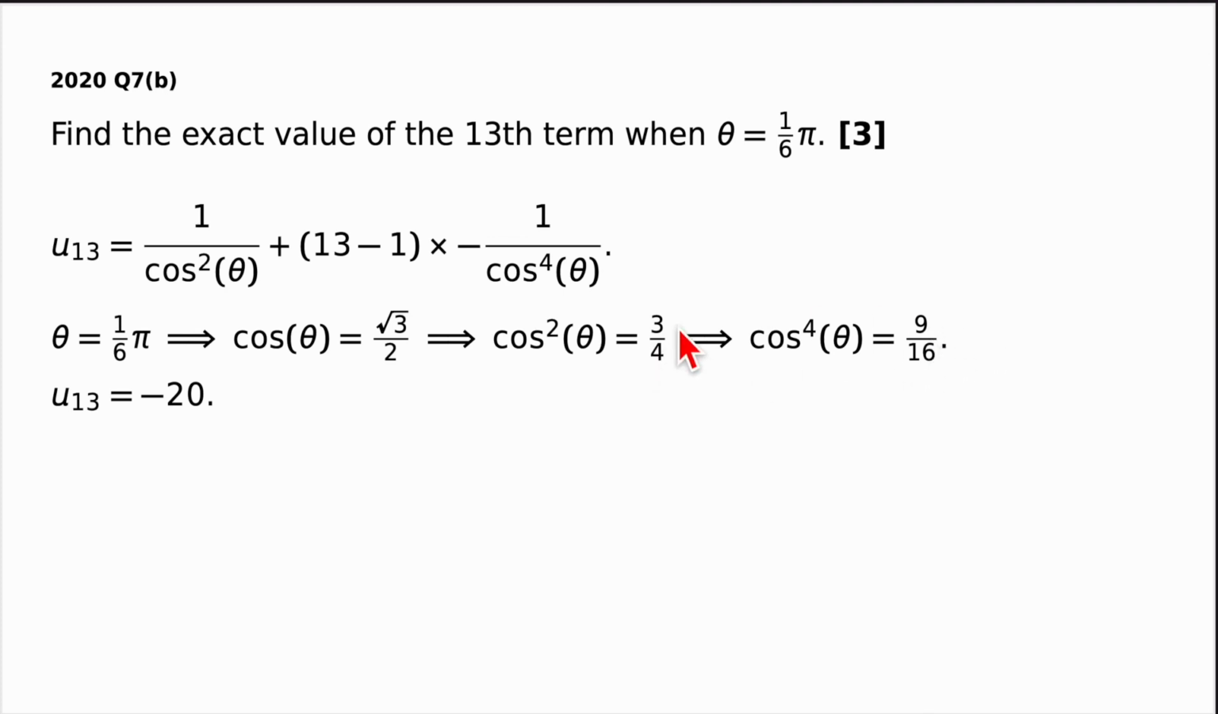So all I need to do now is substitute in 3/4 wherever I see cos squared, which is here, and 9/16 wherever I see cos to the power of 4, which is here. And that's just a whole bunch of numbers which can be typed into your calculator, and the answer equals exactly -20.